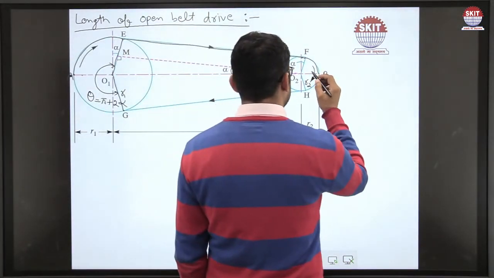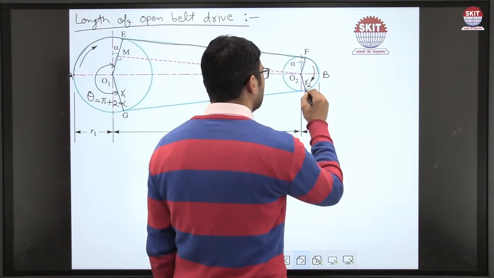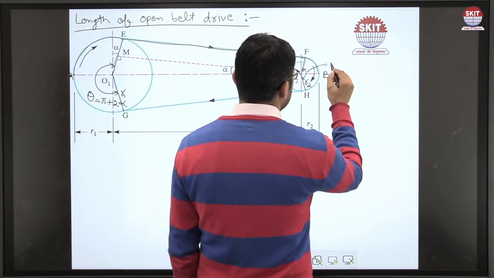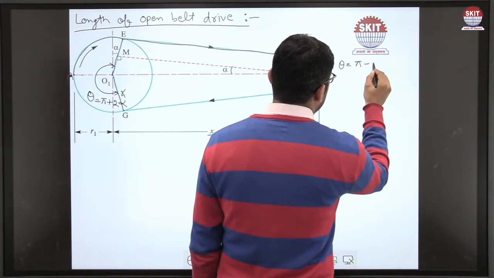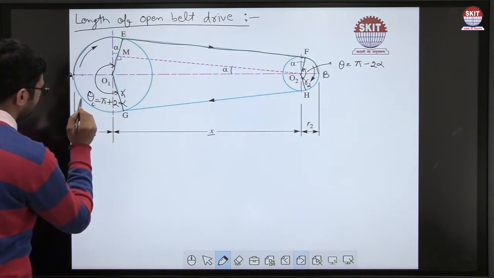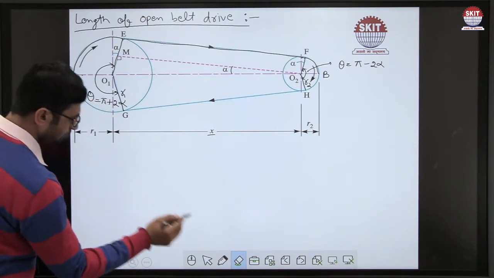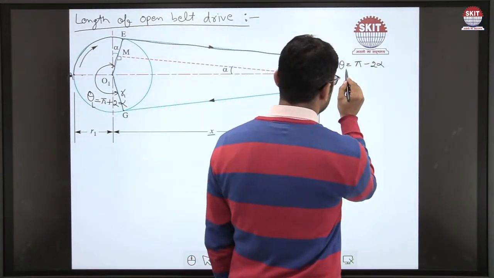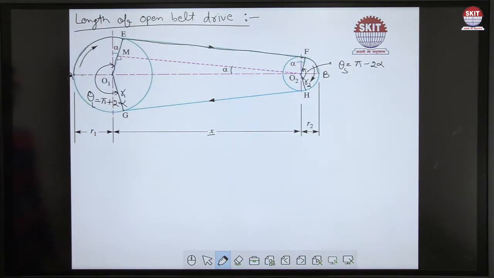Same here, if we find out the angle of contact on the smaller pulley, then the angle of contact of the smaller pulley is this, and this value is pi minus 2 alpha. It is pi plus 2 alpha on the larger pulley, and this value on the smaller pulley. Angle of contact at smaller pulley, angle of contact at larger pulley.